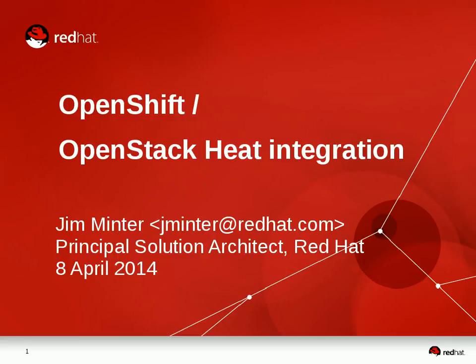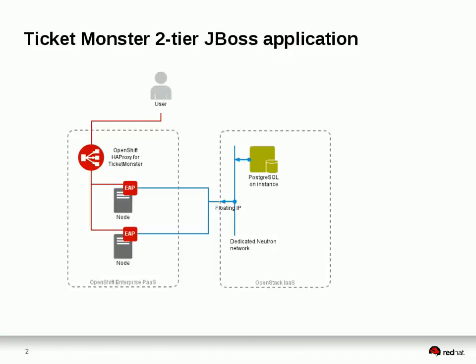This webcast shows an integration between our OpenShift Platform as a Service product and OpenStack Infrastructure as a Service. Using OpenStack orchestration, or HEAT, we'll see a two-tier application deployed, including network and database components hosted on OpenStack and the scalable application itself hosted on OpenShift. For the webcast, I've used a JBoss sample application called TicketMonster.